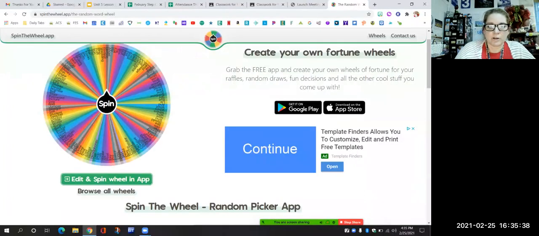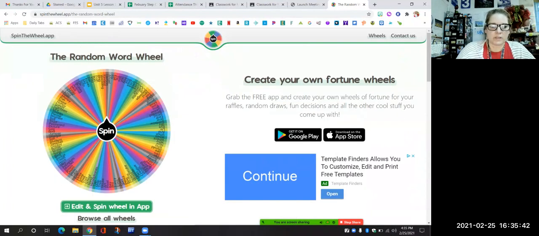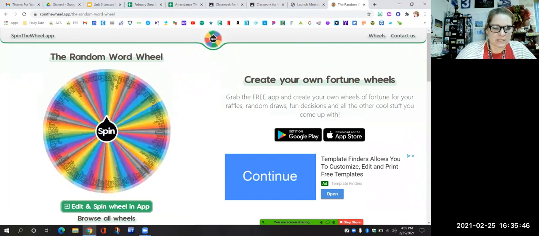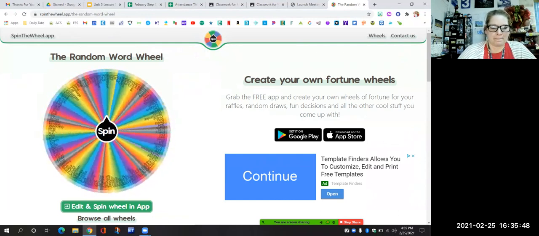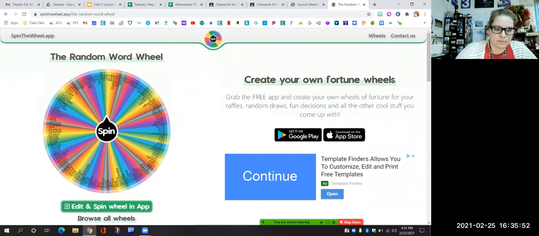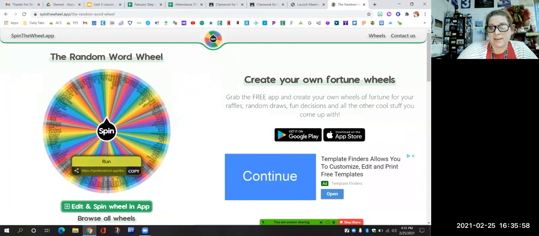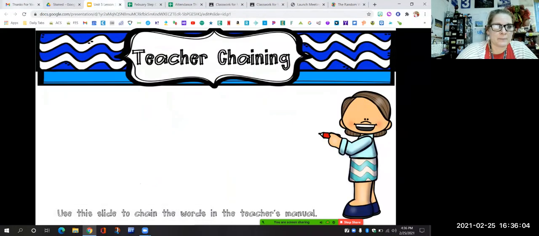Okay, before we get started, I want to show you something that I found. It's the random word wheel. I'm going to go ahead and spin it for today's magic word. So our magic word for today is the word run. Okay, so make sure that you tell me in the Google comment section what today's word is, okay?